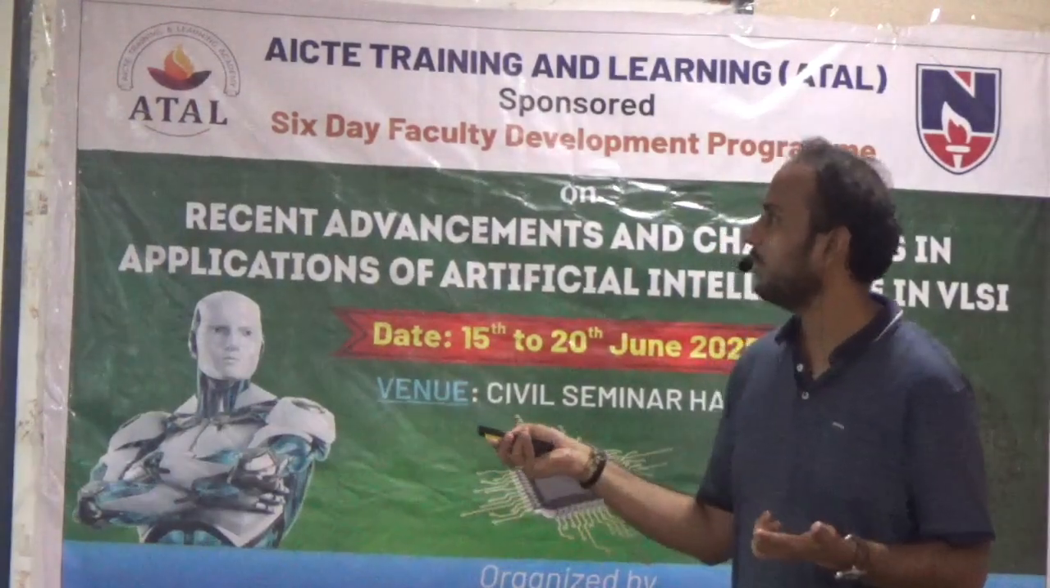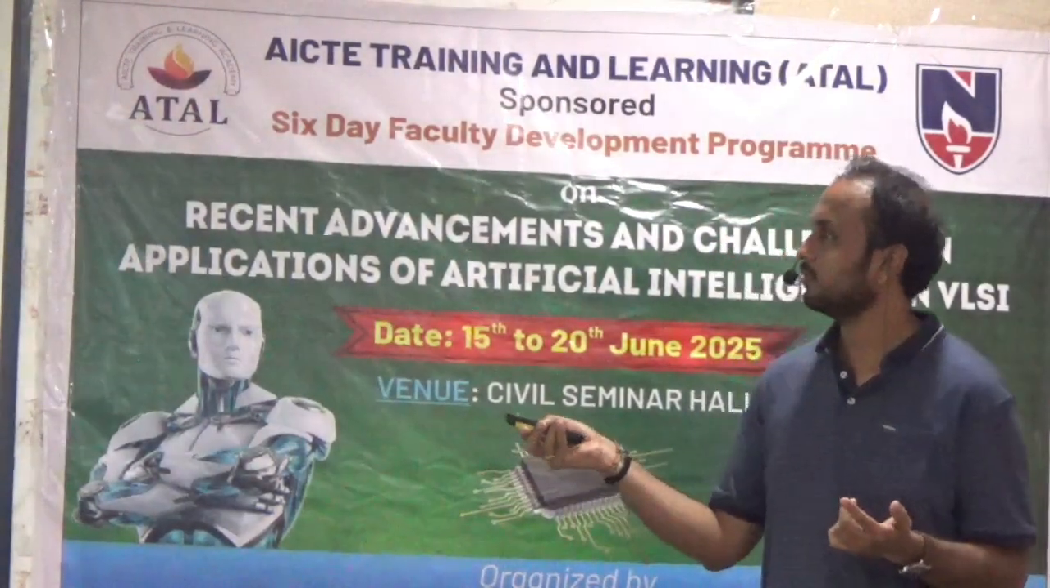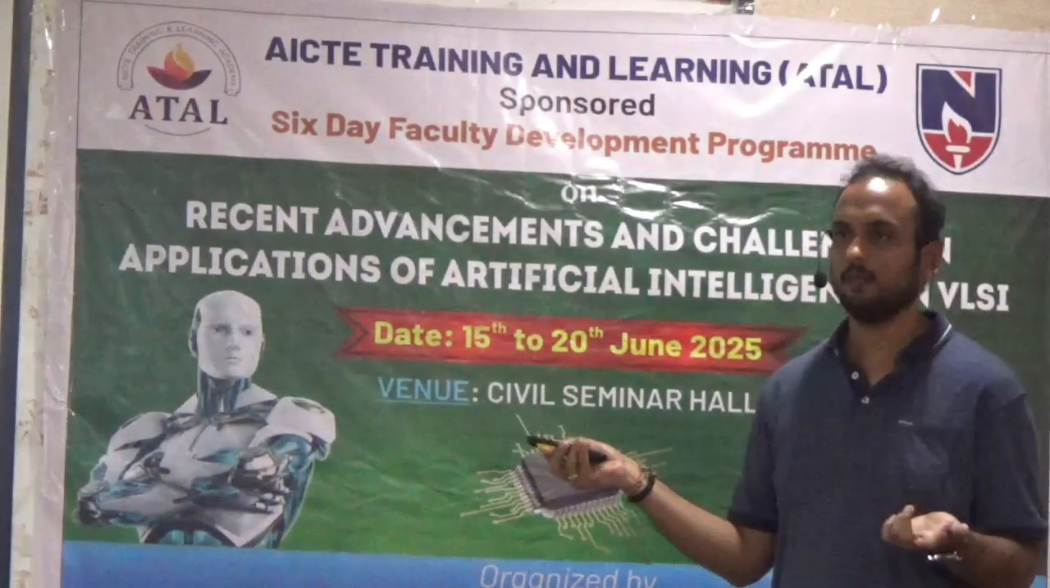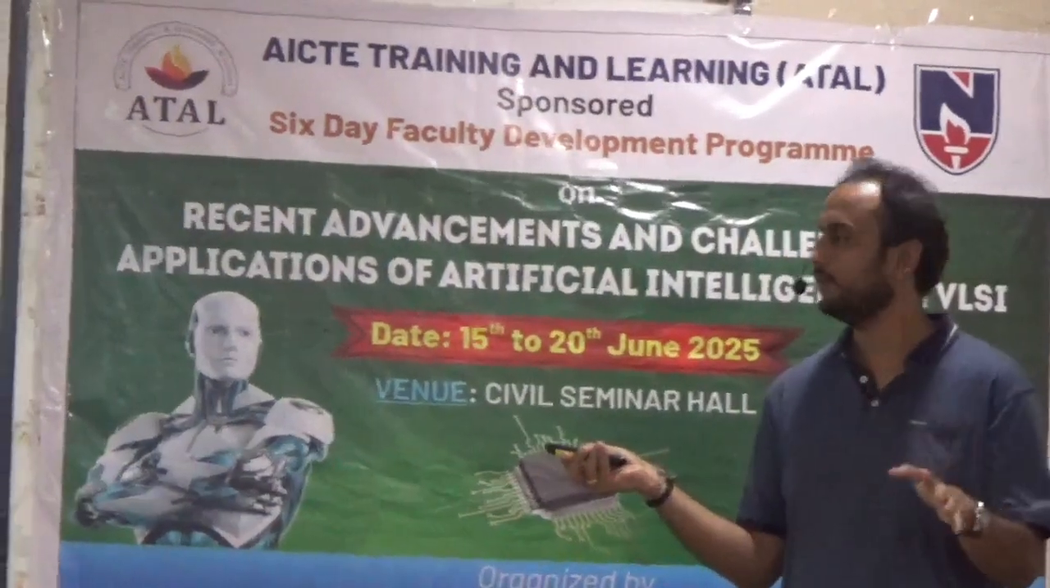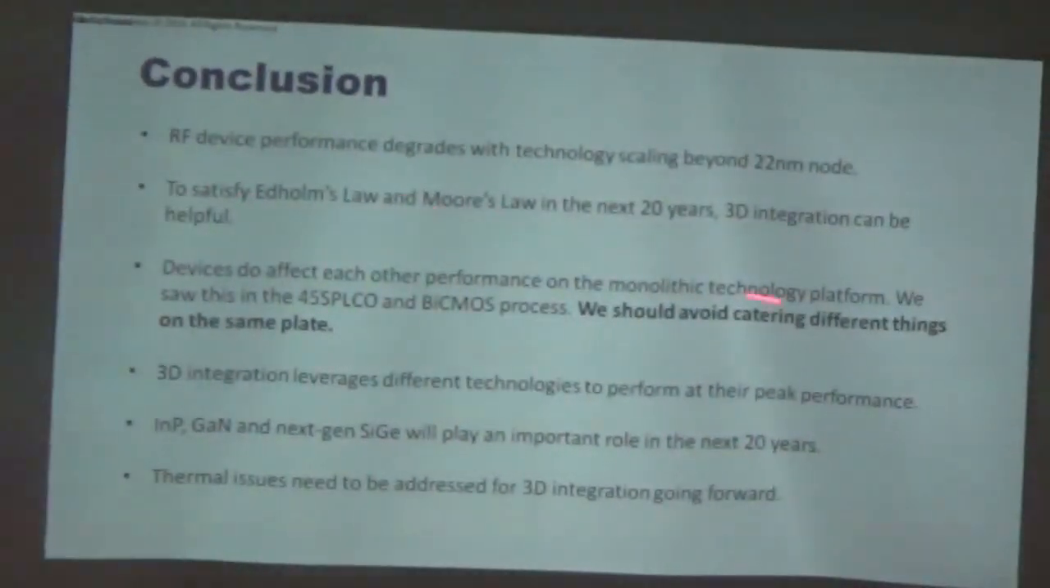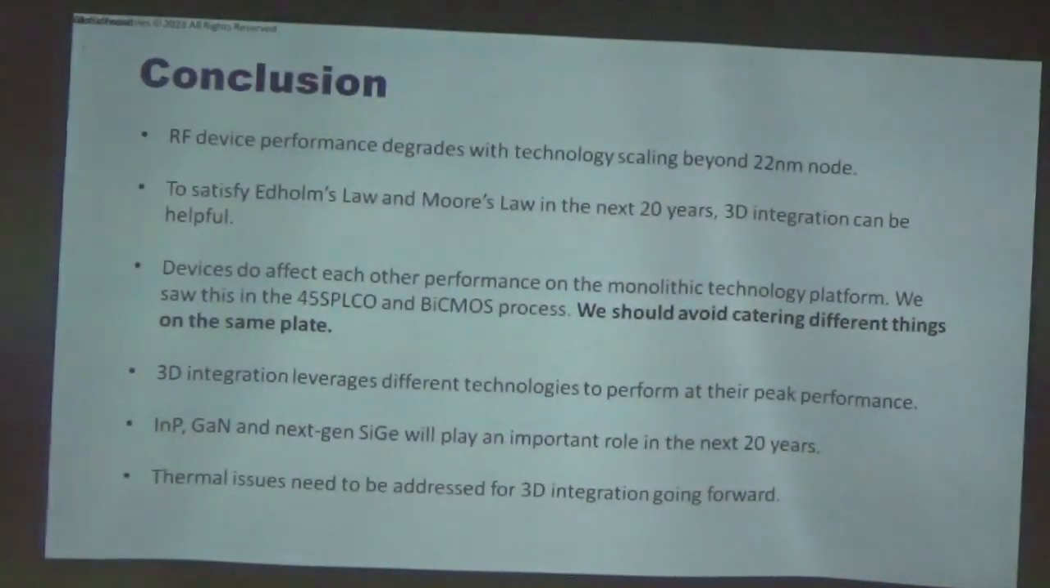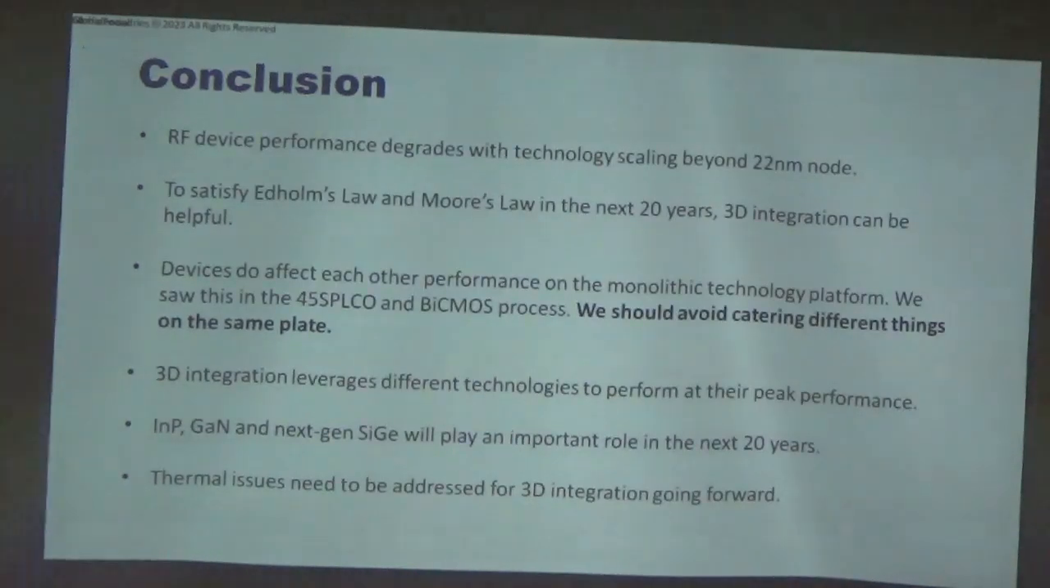These are the conclusion points. As we are saying, beyond 22 nanometer we see that the performance of the RF device will get saturated. Now to satisfy Moore's law and Adam's law, you need to go with 3D integration. So there is a limit. You cannot increase more transistors on the IC when you go with the 3 nanometer, 5 nanometer device. You need to go for 3D integration.